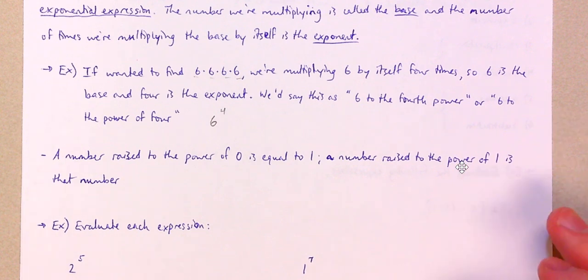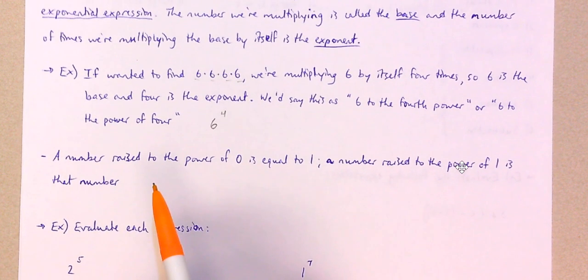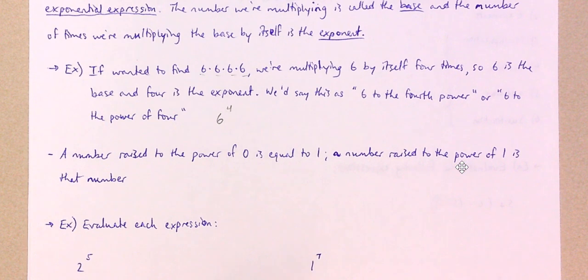A couple general and basic yet really key things to know about writing exponential expressions. A number raised to the power of 0 is equal to 1 so long as it's not 0. As long as your base is not 0, then any number raised to the power 0 is equal to 1. And if you take any number whatsoever and raise it to the power of 1, you're just going to get that number. We are going to see this fact come back up later on in this course.